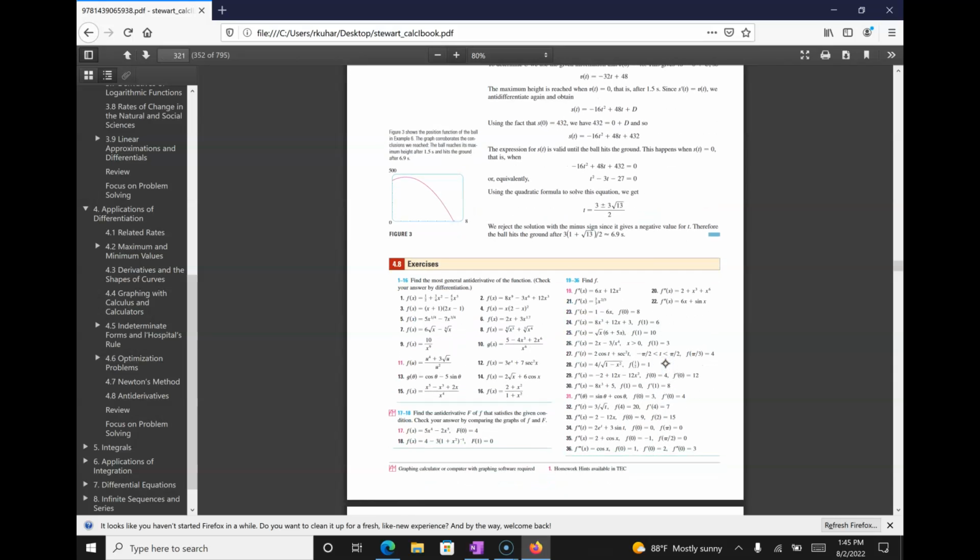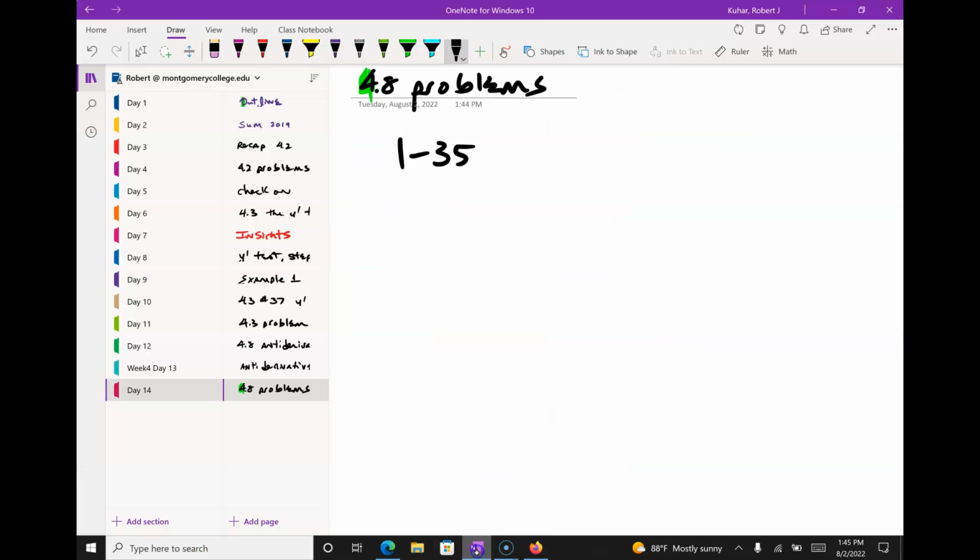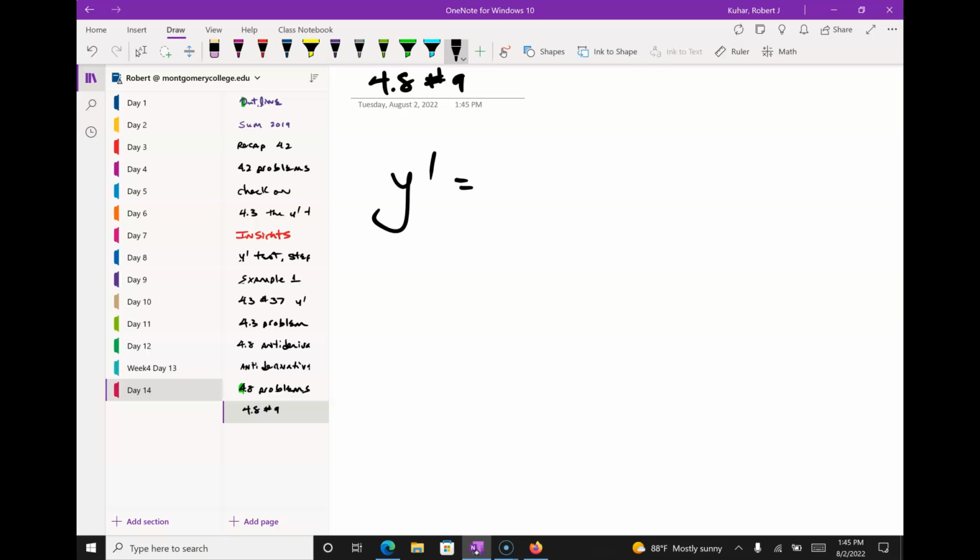Good, let's do 9 and 11. So I've got y prime. They're giving me a y prime, or they're just saying, hey, find the antiderivative, right? But y prime is 10 over x to the 9th. How can I rewrite that?